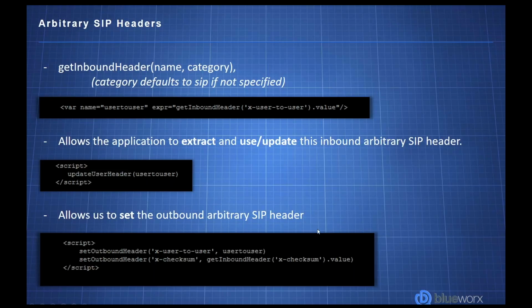So after we've updated it, we can now set the outbound arbitrary SIP header into any following SIP request. So you can see here the two functions again I've used are the setOutboundHeader, with the header name and the value. So here you can see, as I've not changed the X-Checksum value, I've simply just passed the value from the getInboundHeader function back into the header, but updated the X-User header with the new value we've got.